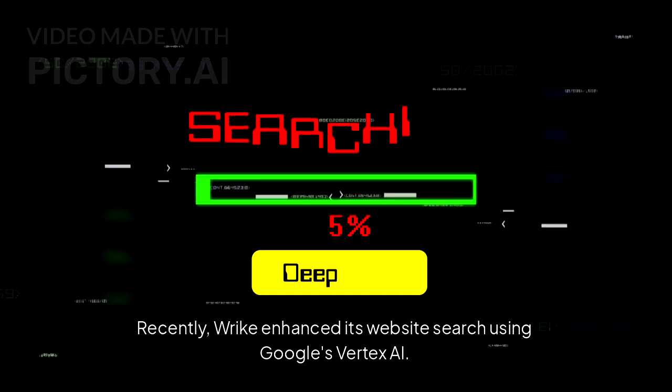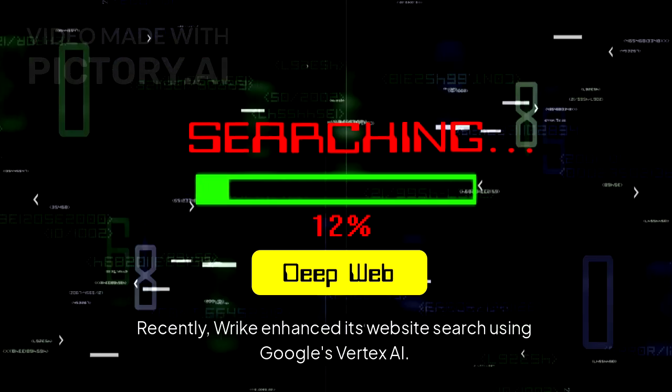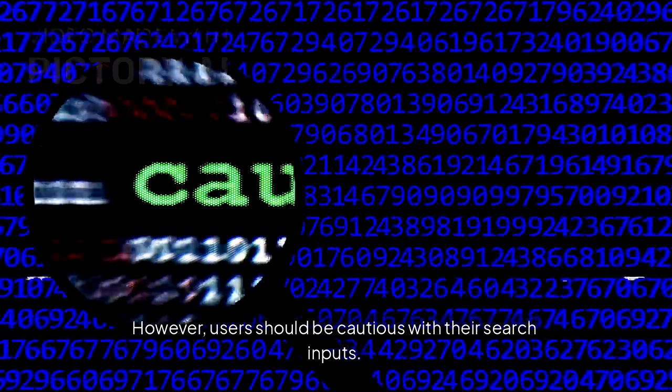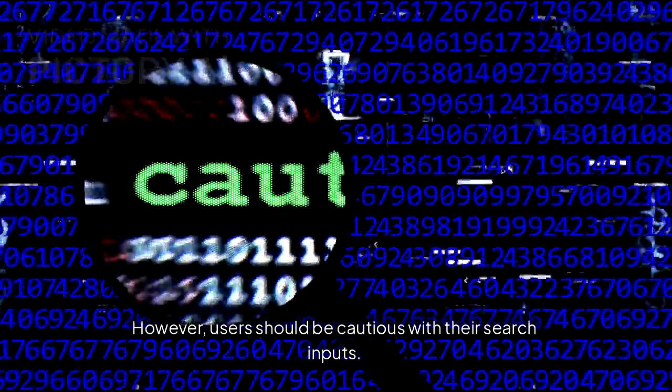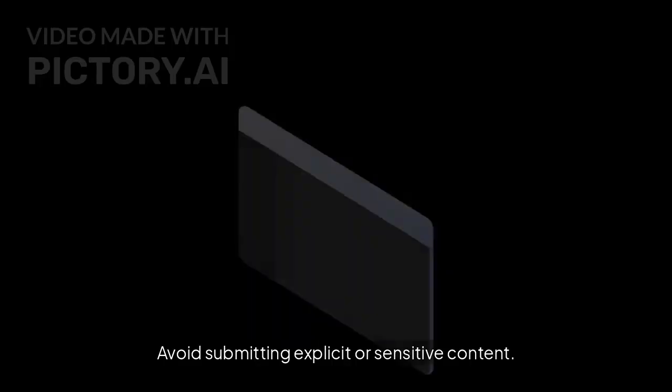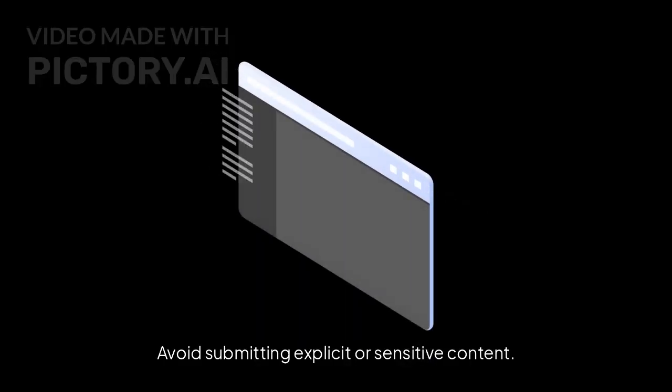Recently, Wrike enhanced its website search using Google's Vertex AI. This means a better experience for users. However, users should be cautious with their search inputs. Generative AI can yield unexpected results. Avoid submitting explicit or sensitive content.